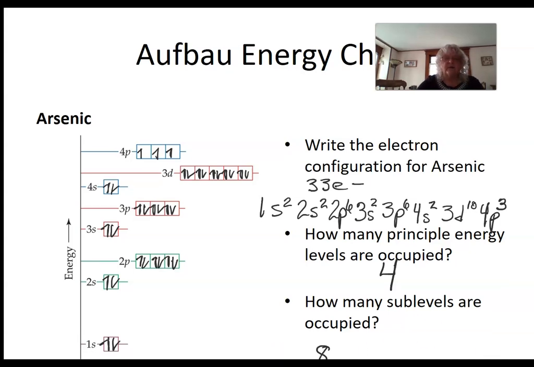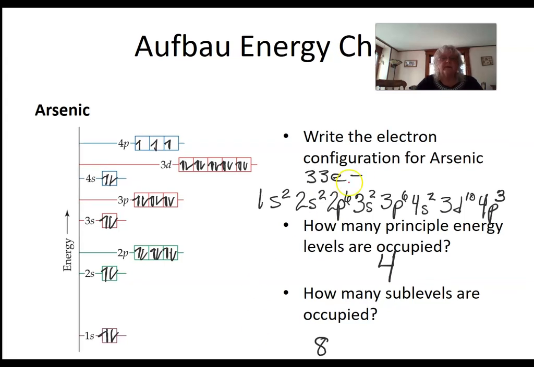I've got a total of 33 electrons for arsenic. So I get all the way through the 3d sublevel, and then I have 3 more electrons in the 4p sublevel. Still my largest number is a 4. So I've used 4 principal energy levels, and this time I've used 8 sublevels.